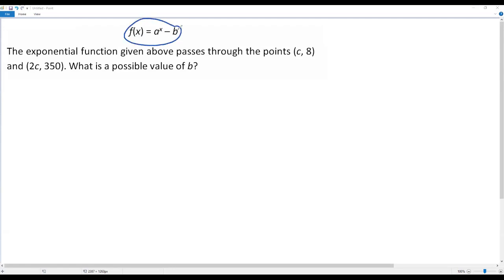Okay, in the given function, we have to find a possible value of b. Usually this f(x) represents y, so we can replace f(x) by y. Then we get y = a^x^(-b).